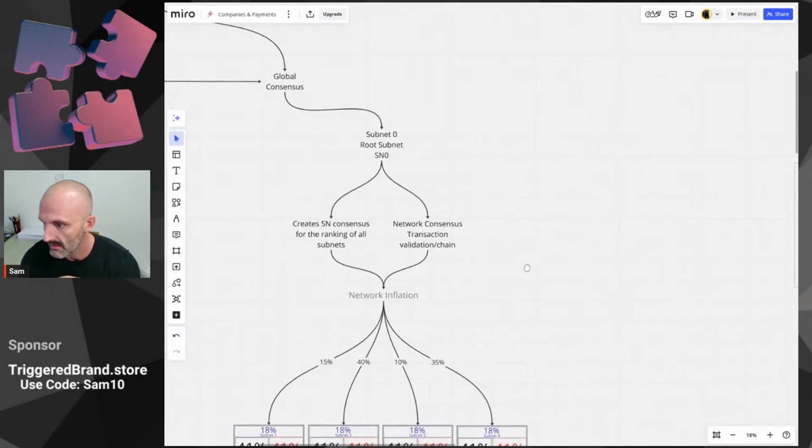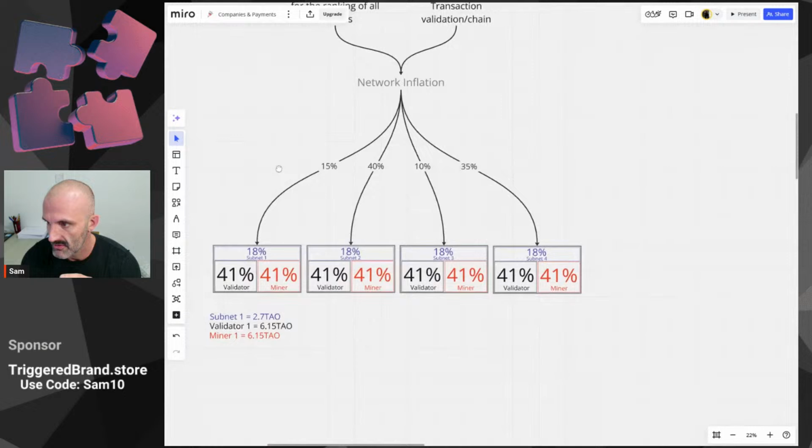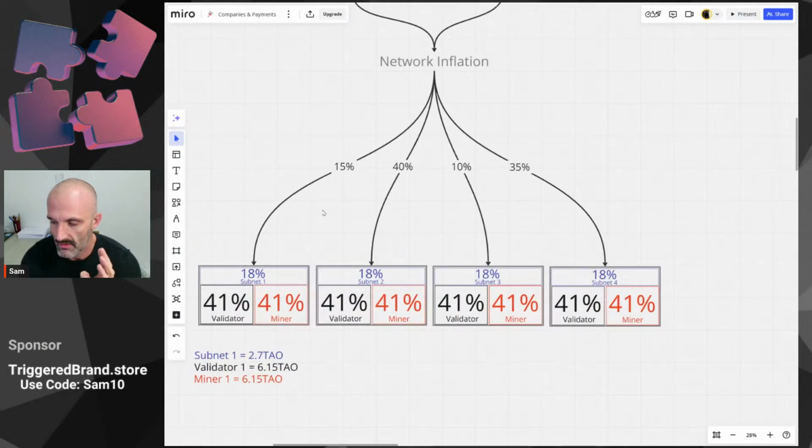So it used to be like this, where the inflation in the system, say if there are multiple different subnets, this is where we currently are, right? So there are multiple different subnets, and based on that subnet's performance relative to all the other subnets on the network, the subnet owner gets 18%, the validator gets 41%, and the miner gets 41%. According to their documents, this has not changed. However, how this is going to take place is going to change.